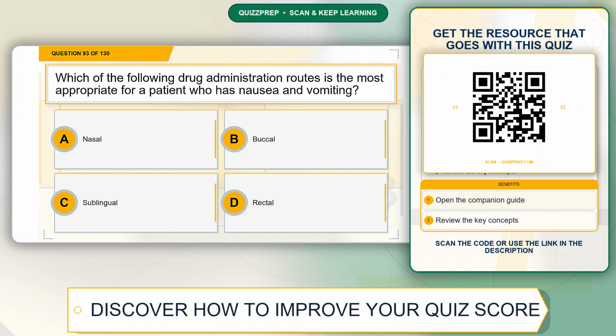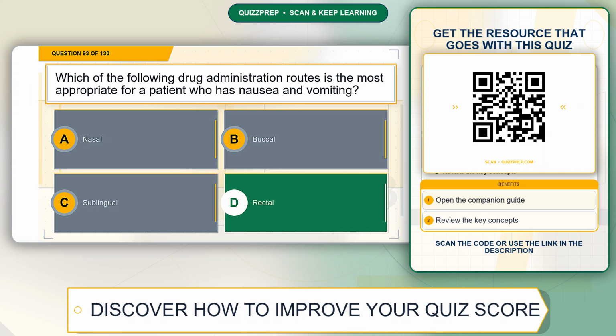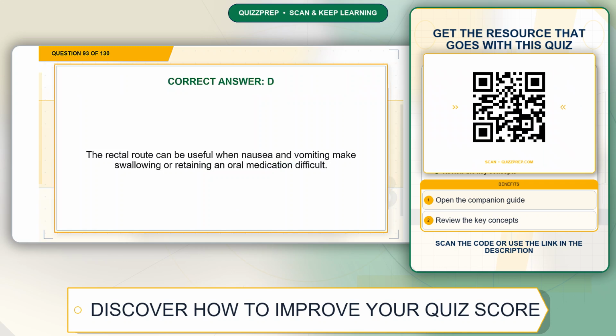Question 93. Which of the following drug administration routes is the most appropriate for a patient who has nausea and vomiting? Option A, nasal. Option B, buccal. Option C, sublingual. Option D, rectal. The correct answer is option D, rectal. Explanation. The rectal route can be useful when nausea and vomiting make swallowing or retaining an oral medication difficult.